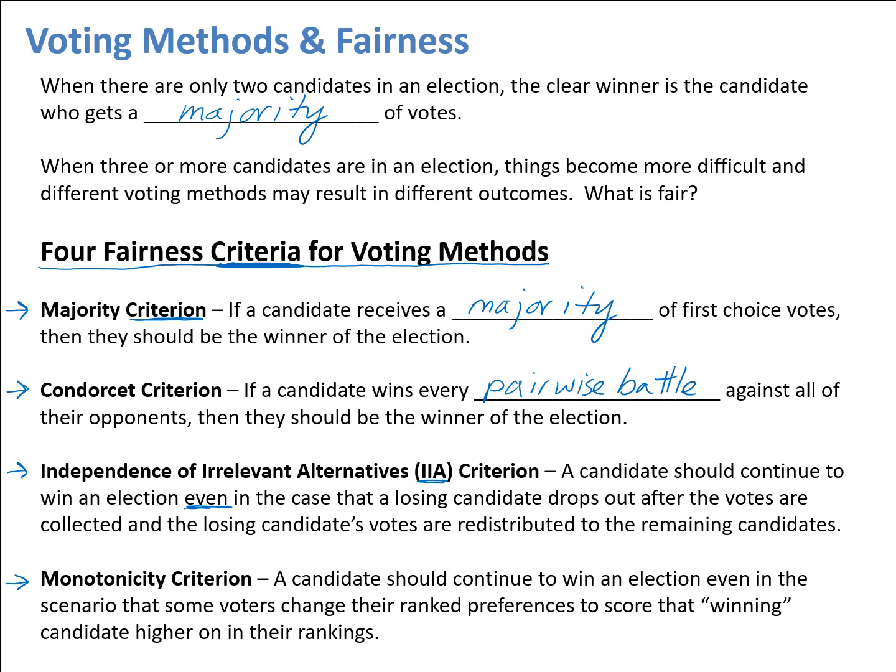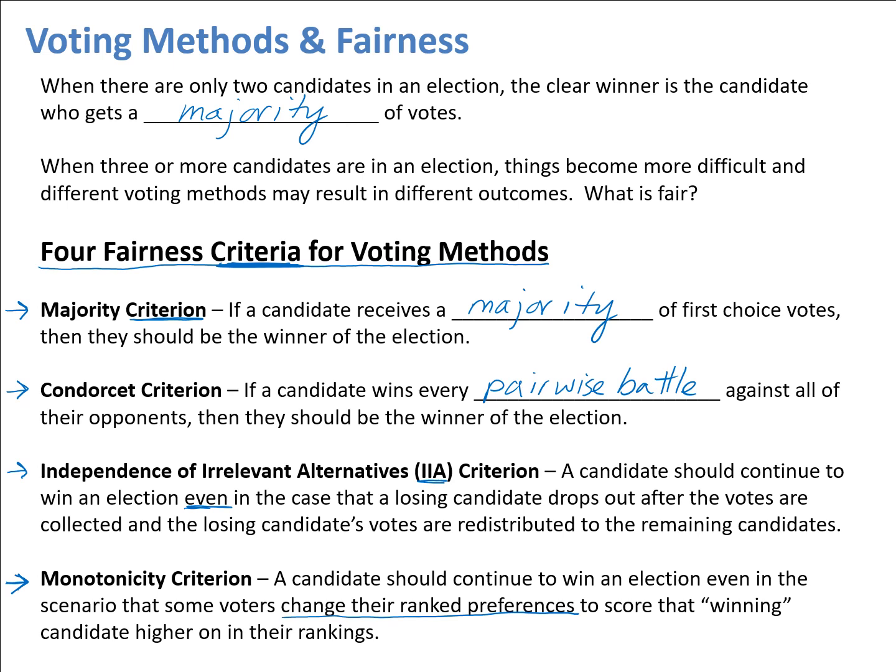Okay. The fourth fairness criterion is what we call the monotonicity criterion. And this one says that a candidate should continue to win an election even in the scenario that some voters change their rank preferences to score the winning candidate higher in their rankings. So the person who won with the original rankings should still win if there's a slight change where some of the voters rank that person who won higher. And you would expect that if some of the voters rank the winner higher, that winner should still be the winner, right? These people have just changed their votes to basically be on the winning team. So you would expect the same winner to still be the winner.